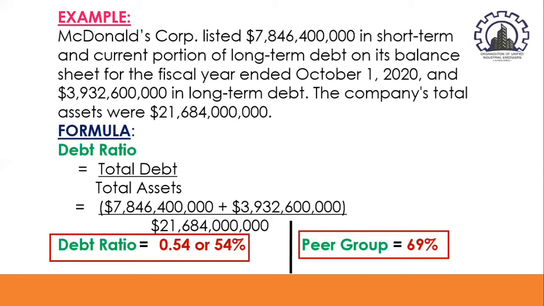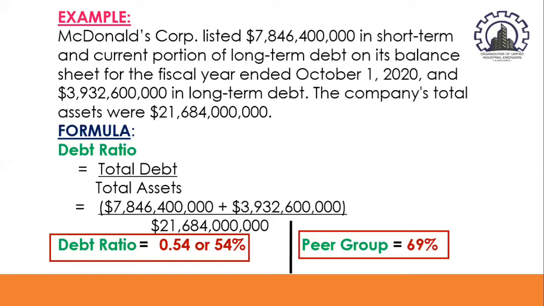Now remember, based on our problem, we have identified a long-term debt of $7,846,400,000, and we also have another short-term debt, which is amounting to $3,932,600,000. So the first thing that we need to do is to add first our short-term and long-term debt, because remember, we are getting the total debt or total liability.